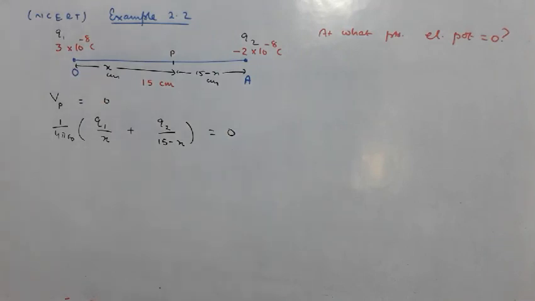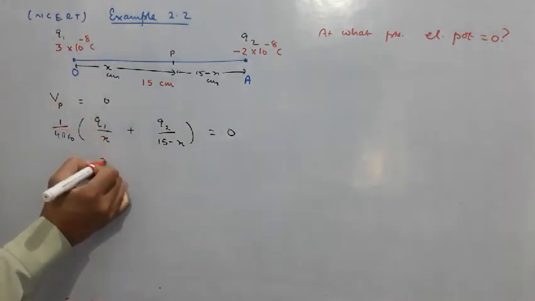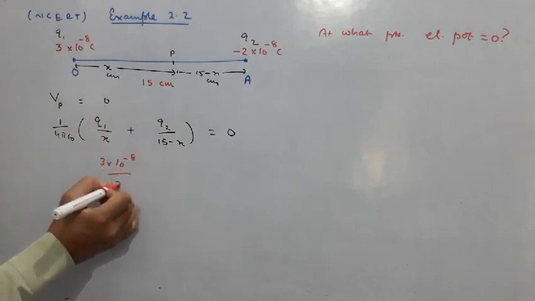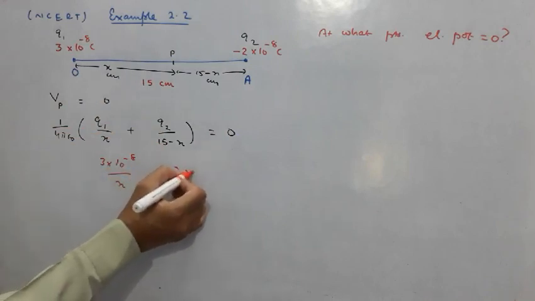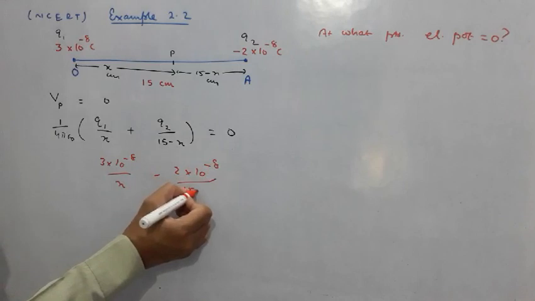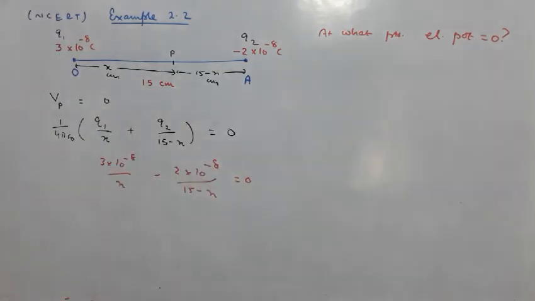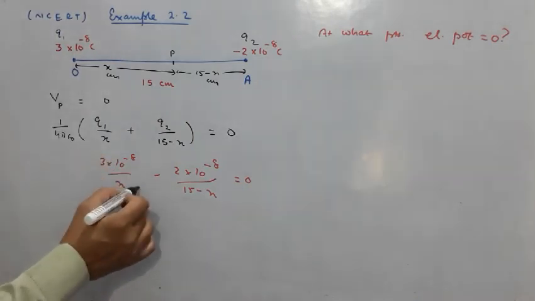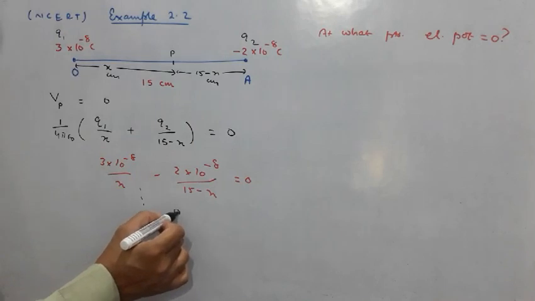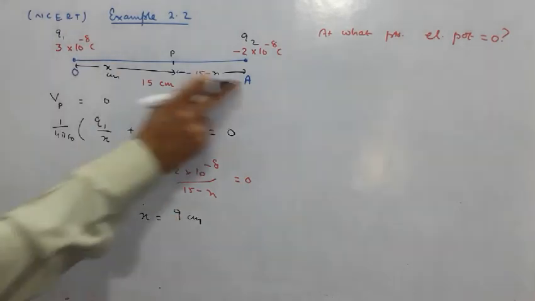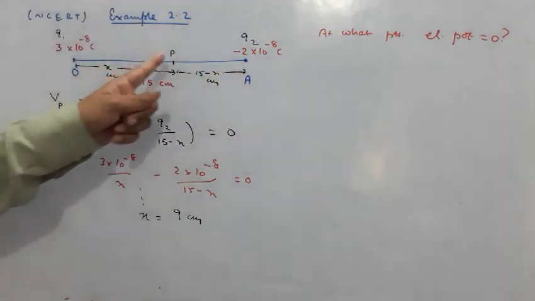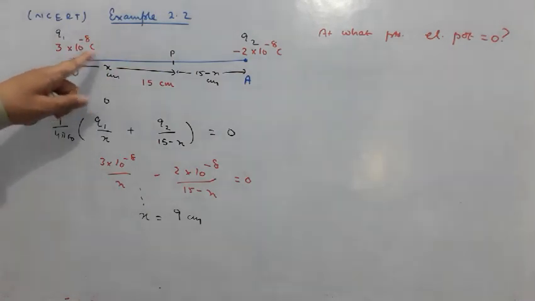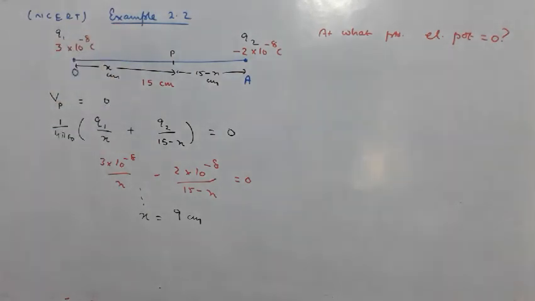Now what is the value of Q1? Q1 you will put as 3 into 10 to the power minus 8 by x, plus Q2 will be minus 2 into 10 to the power minus 8 upon 15 minus x, is equal to 0. This equation can be solved easily, students, so I will not solve it. Solving this, you will get x is equal to 9 centimeter. Now you can see this is 15, x is 9 centimeter, so the remaining part is 6 centimeter. So at this particular point, distant 9 centimeter from charge Q1, the potential will be 0.